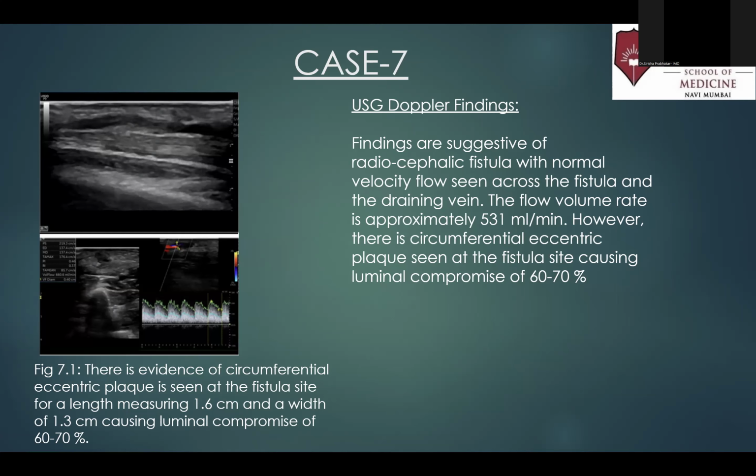But we also found a circumferential plaque causing 60 to 70% luminal compromise over a segment of 1.6 centimeter. Even with adequate overall flow, significant stenosis can cause symptoms and requires intervention. And this patient was suspected to be developing Steal syndrome despite seemingly adequate flow.